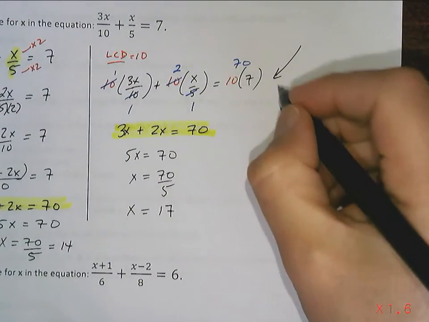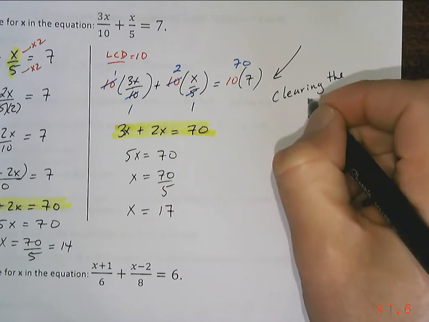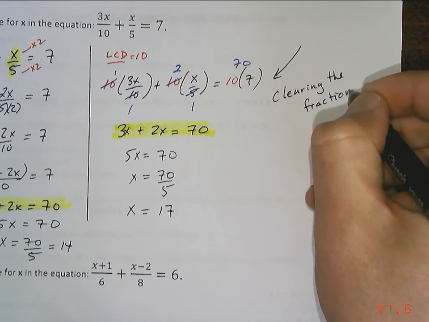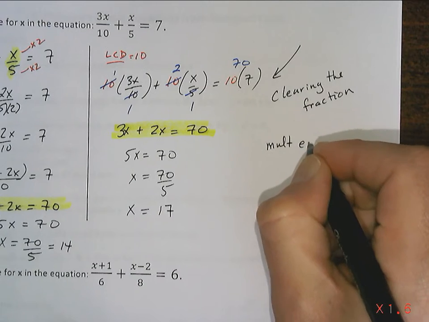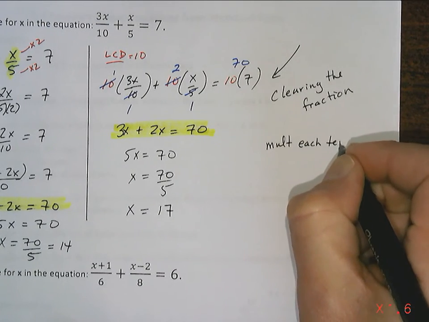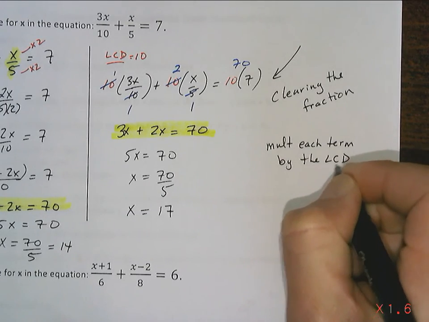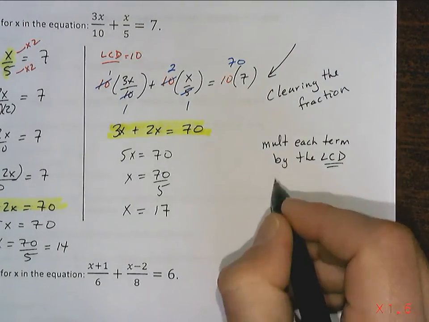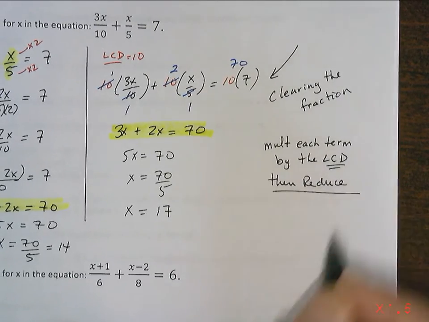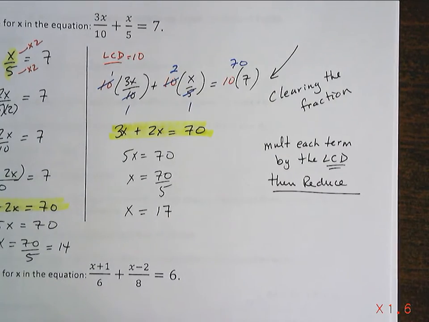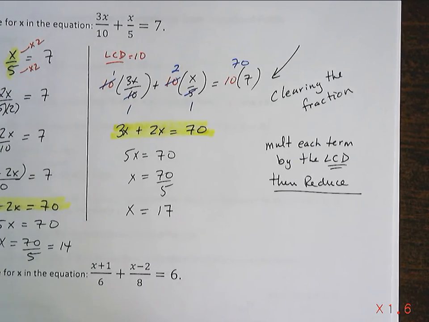This step right here was clearing the fractions. And what you do to clear the fractions is you multiply each term by the lowest common denominator and then reduce. What that does is gets rid of all the denominators. All the denominators will be gone. And that's seriously cool and seriously easy.